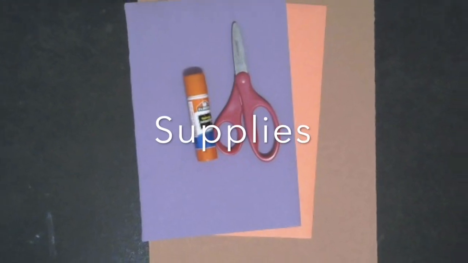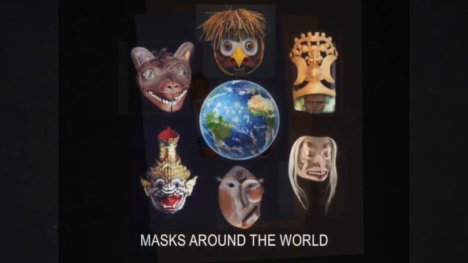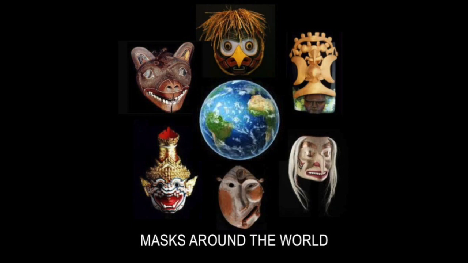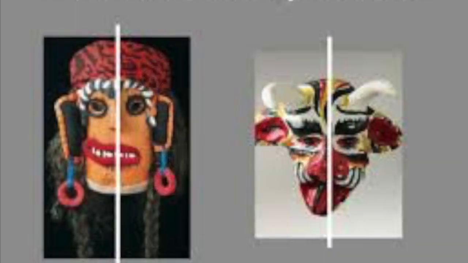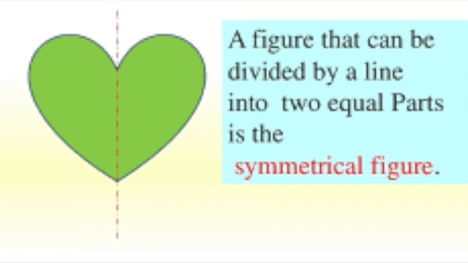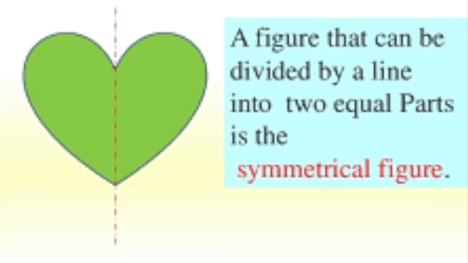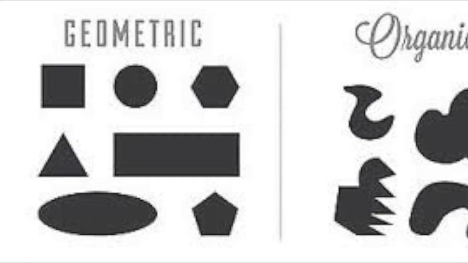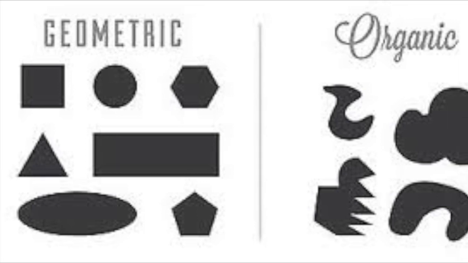You will need the following supplies to get started. Masks are universally created by all people all around the world. They can be asymmetrical, which means they're not the same on both sides, or they can be symmetrical. Symmetrical means that if you divide a shape in half, it is equal on both sides. Masks can also use geometric and organic shapes.